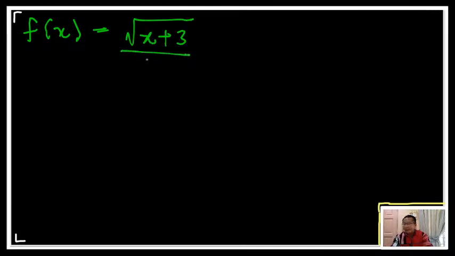Next we have f(x) equal to square root of (x plus 3) over (x minus 2). Now a combination. This one is not rational because it involves a radical. So first we take a look at the denominator. The denominator x minus 2 cannot be 0, so x is not equal to 2.